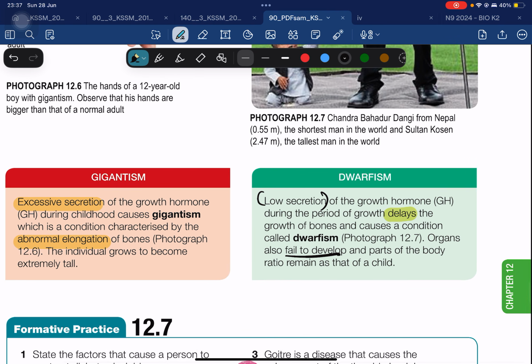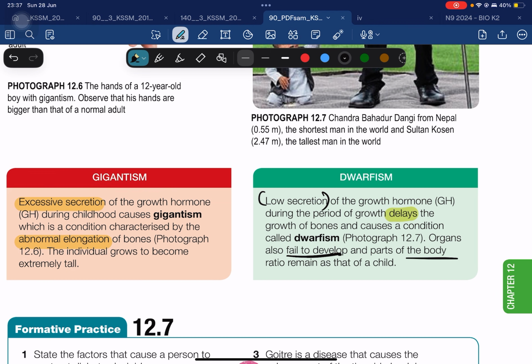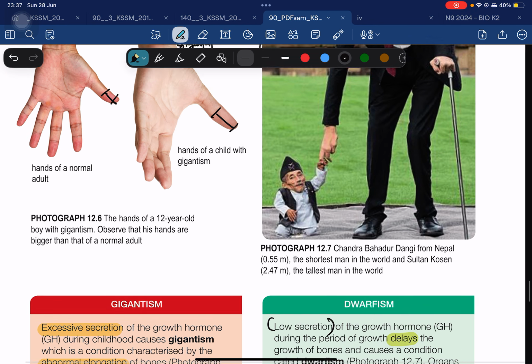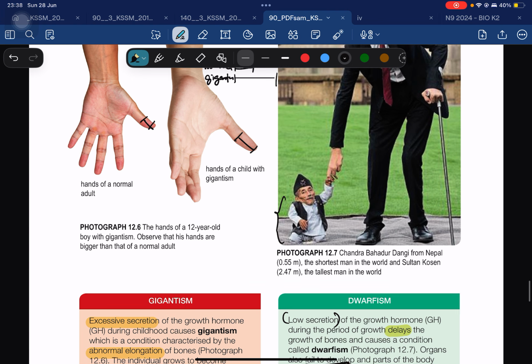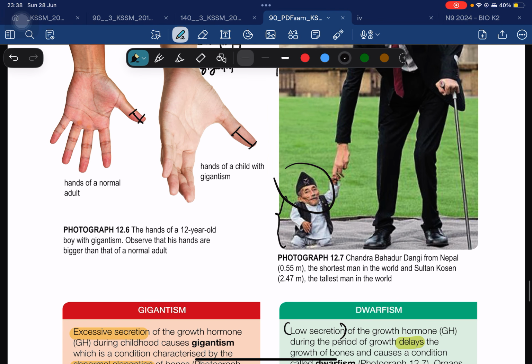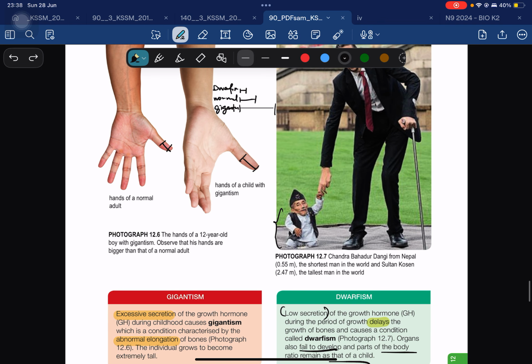And also part of the body will remain that of a kid. For example, like this. You can see the body part actually remains like just a kid, is it? But you look at the face, we know that he's not a kid. This guy is not a kid, is it?